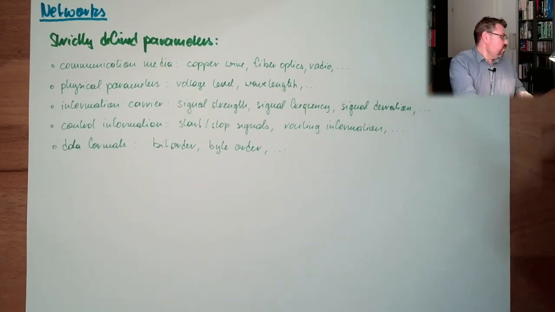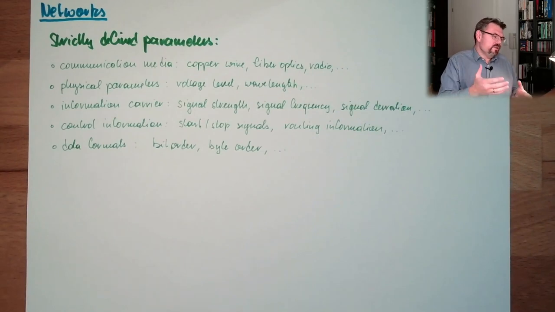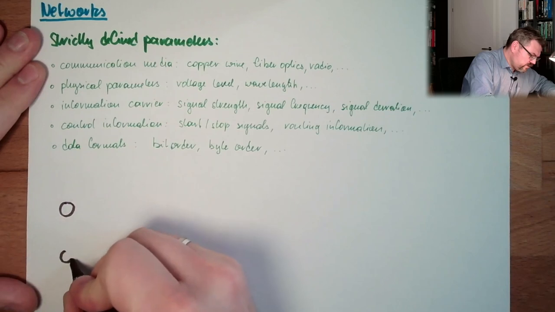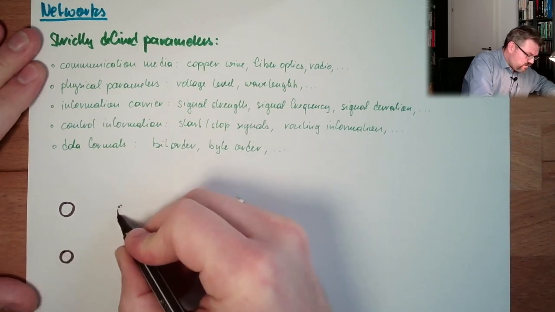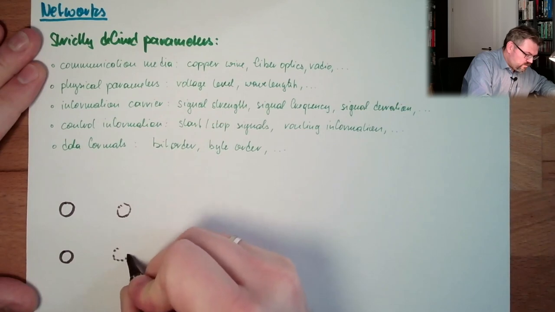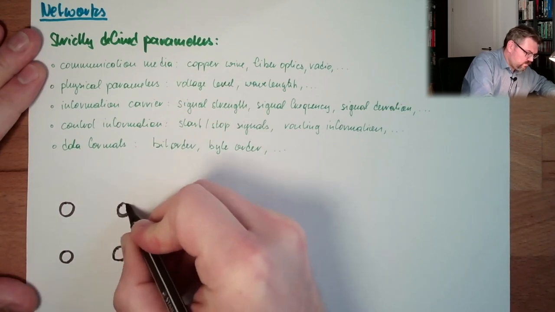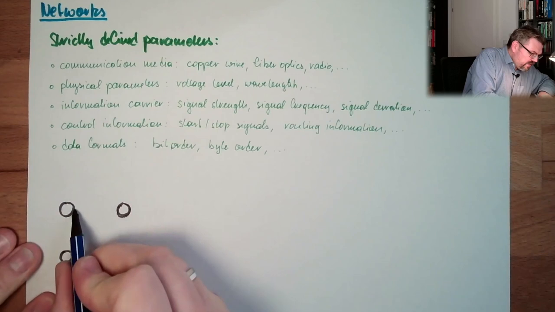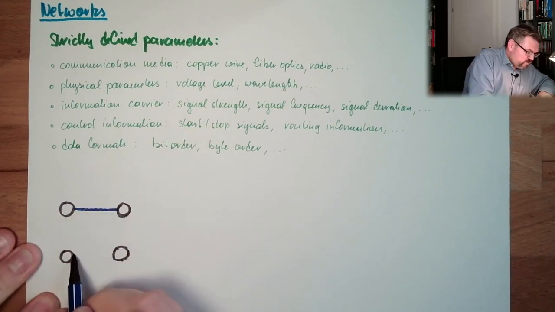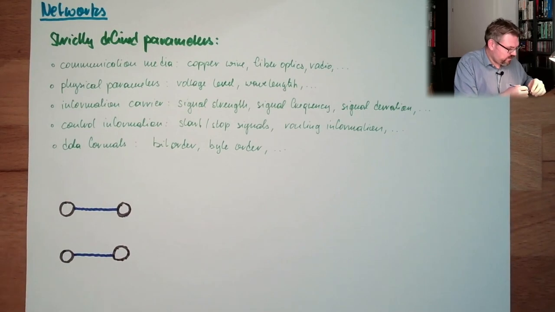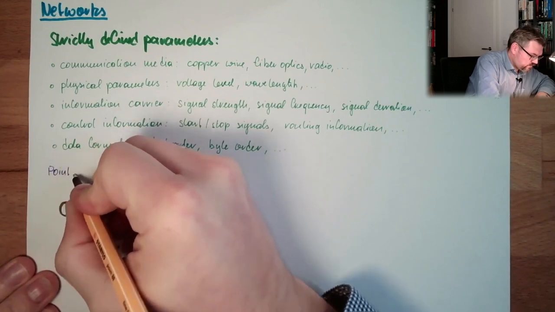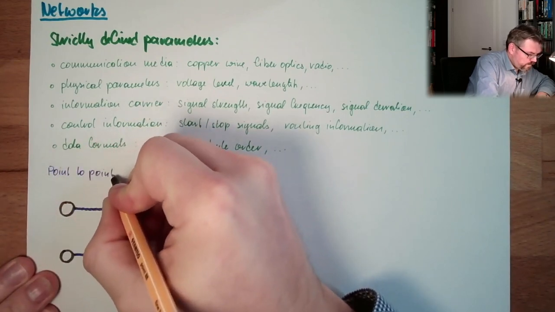How did this all start? Well, the easiest communication is point-to-point communication. So we have here a station, and we have here a station. These two stations may communicate to each other by a point-to-point communication. So this is called point-to-point communication.